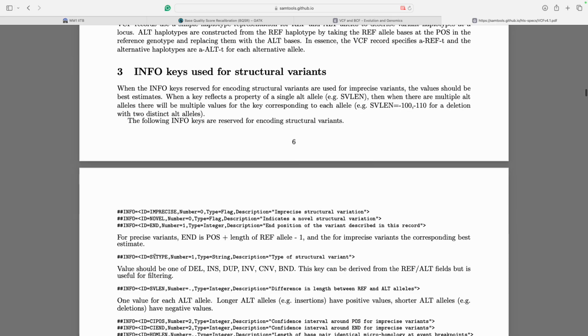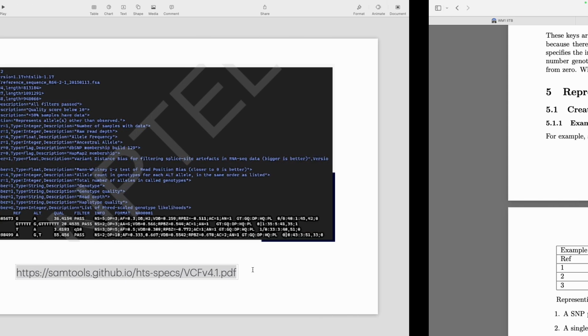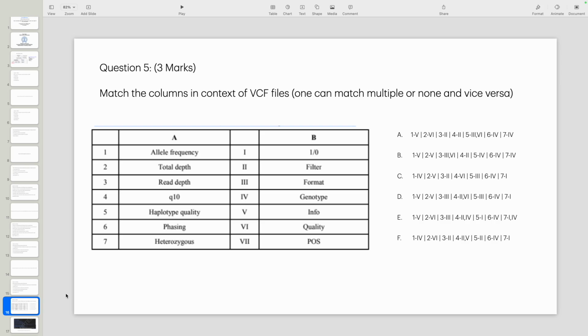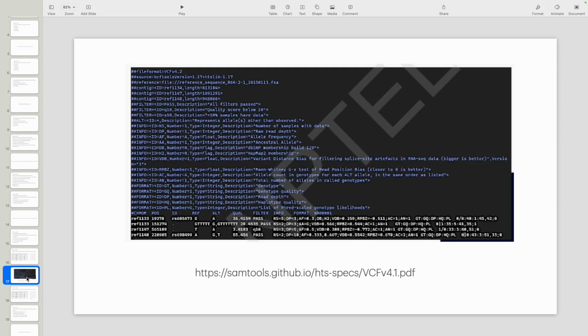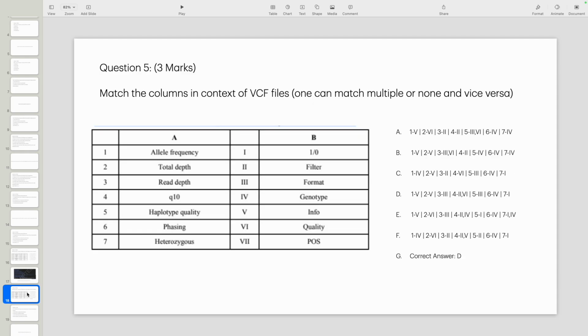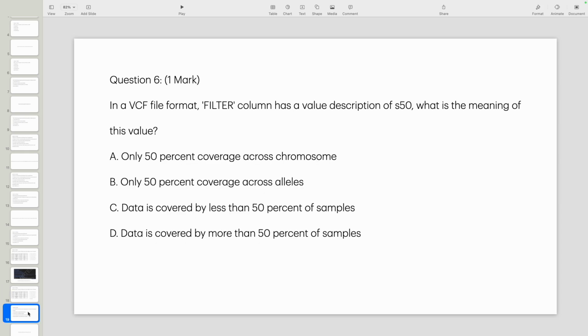In these fields, certain information is given, such as allele frequency, depth, read depth, quality score, phasing, the chromosome number, etc. So the correct answer for this question would be D. You can refer to this link after the class as well, to know more about the VCF file format and its fields and how you can read this file. I hope this question is clear. So we will move to our next question, question number 6.